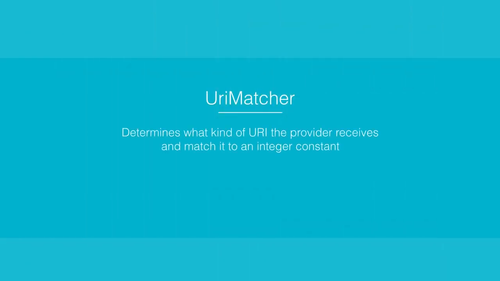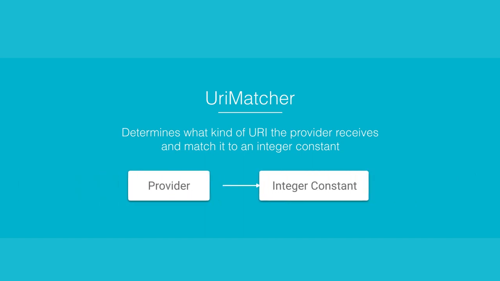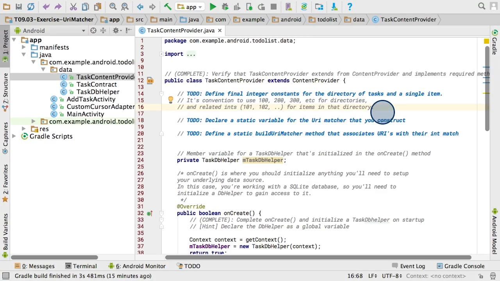But there's a better way to do this, with something called a URI matcher. It's the job of a URI matcher to determine what kind of URI the provider receives and match it to an integer constant, so that you can easily make a switch statement instead of using a series of long if statements that check for equality. Using a switch statement will make your code much more readable, and this will be easier to understand in actual code. So in our task content provider code, let's build a URI matcher so that it can identify the two types of URIs we defined.